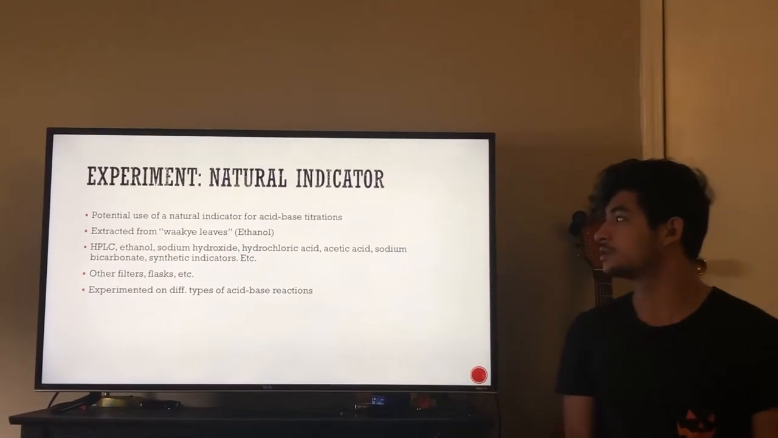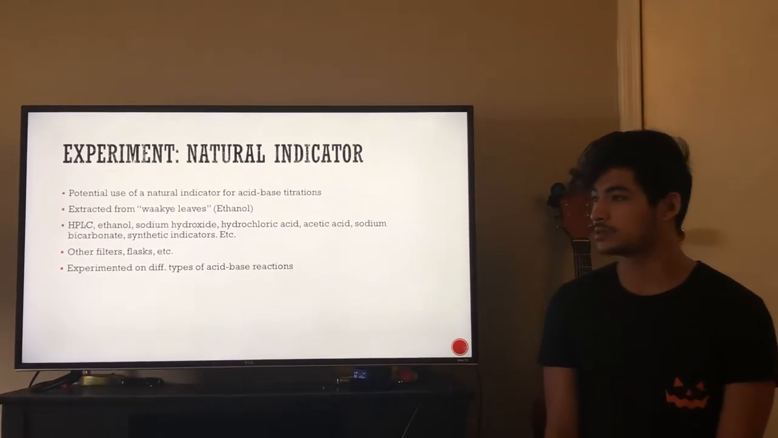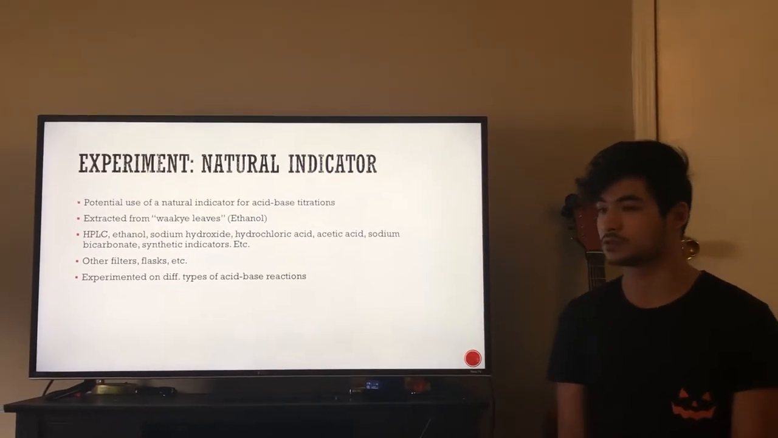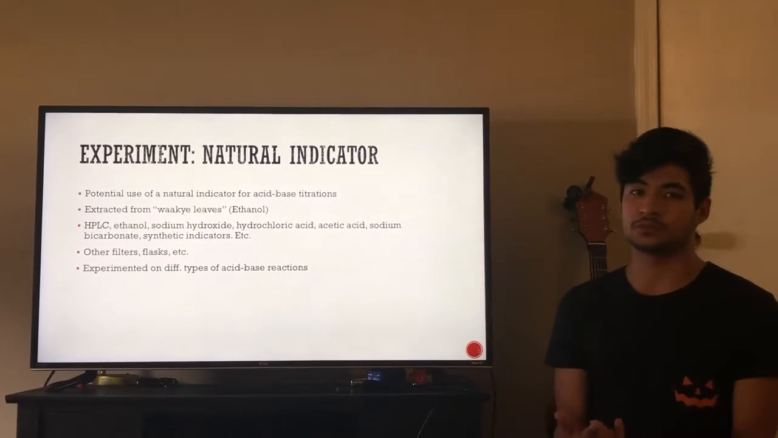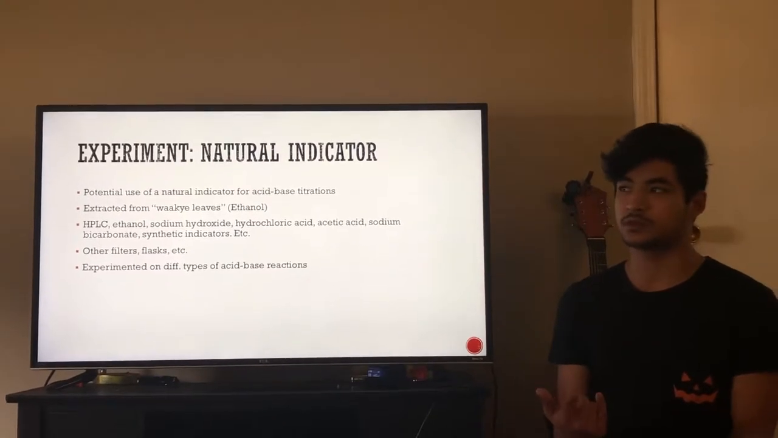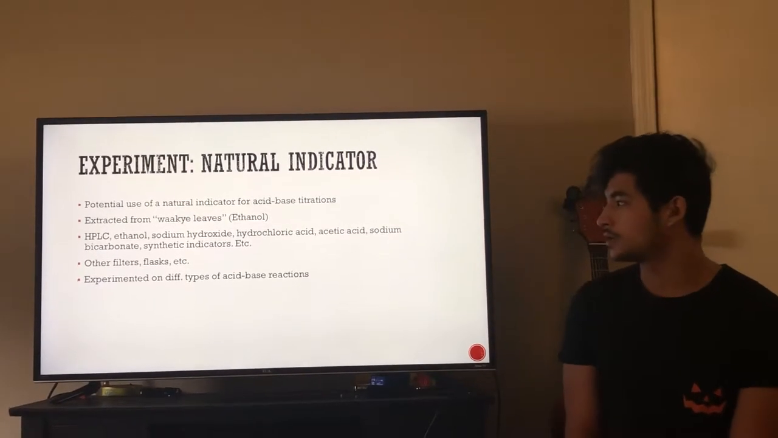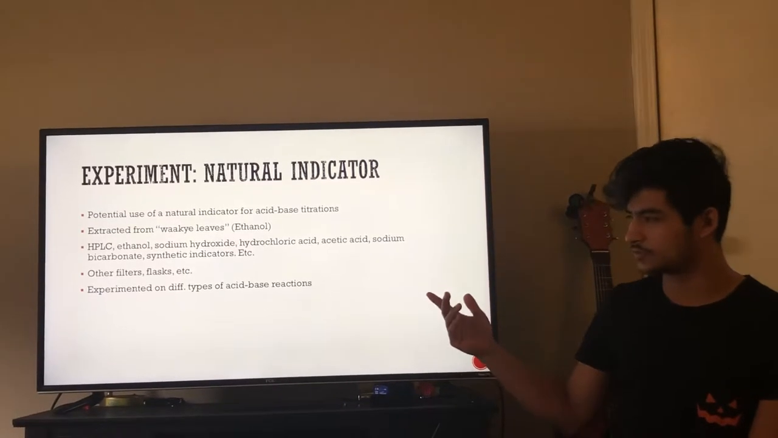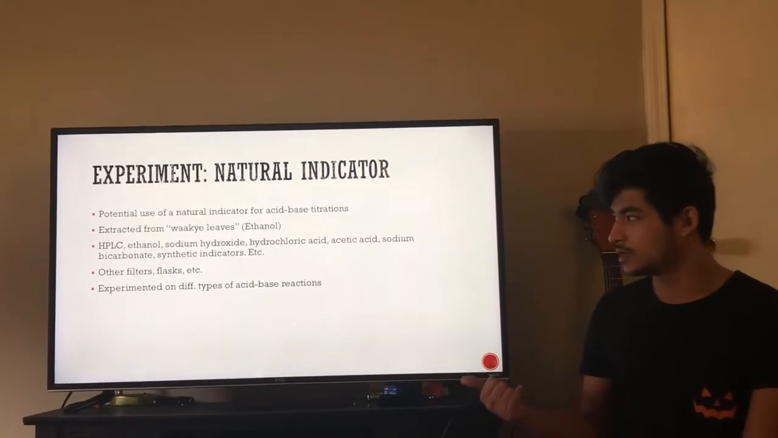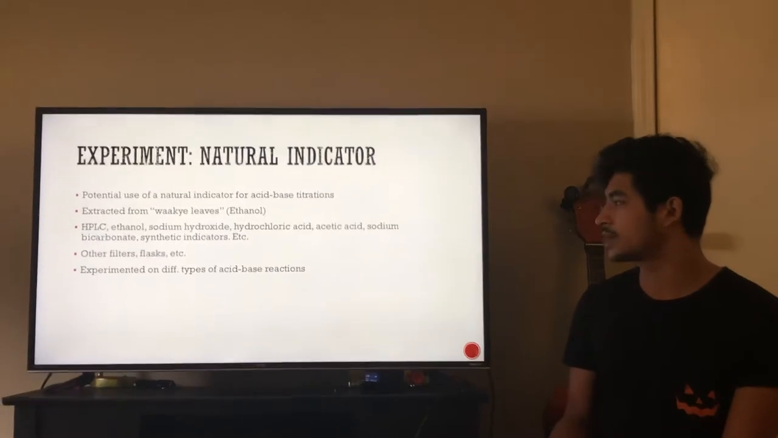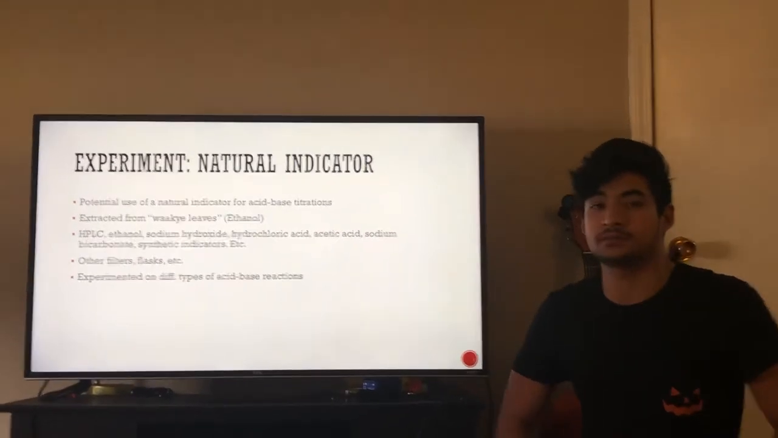So potentially we would use this as a natural indicator for acid-base titrations, and the author did so by subjecting them to different types of acid-base reactions, say strong acid versus weak base, strong acid versus strong base, weak base versus strong acid, and so on and so forth. And in that way, these are some of the materials used in the actual experiment. HPLC, ethanol, sodium hydroxide, hydrochloric acid, acetic acid, just the basics, and some synthetic indicators like methyl red, phenolphthalein, etc.